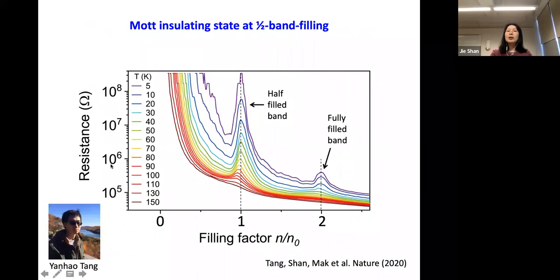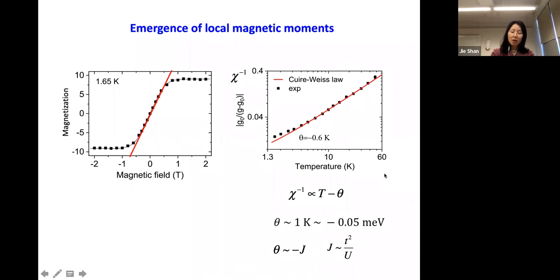This has also been verified by transport measurements. What I'm showing here is just the resistance as a function of doping at different temperatures. When we cool down the sample more and more, you can see the resistance goes up, really behaving like an insulator. But to really verify the Mott insulating state, we have to look at the magnetic properties, because that's what defines the nature.